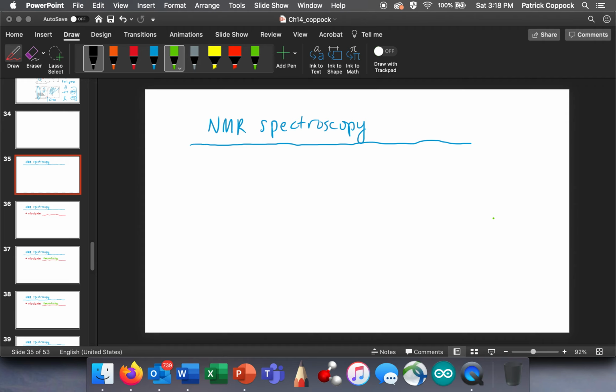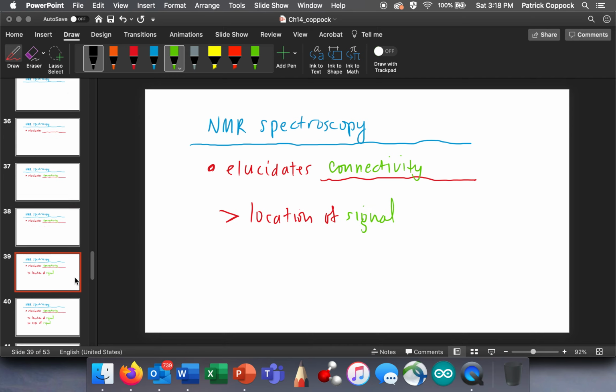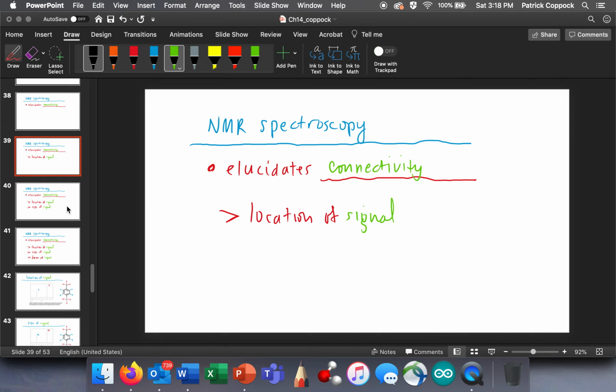Okay, so now we're on to my favorite method, NMR spectroscopy. You may recall that NMR spectroscopy measures connectivity, or tells us how atoms are connected with respect to each other. Now, the way that it does that is really interesting, and we're going to get a lot of information out of it.